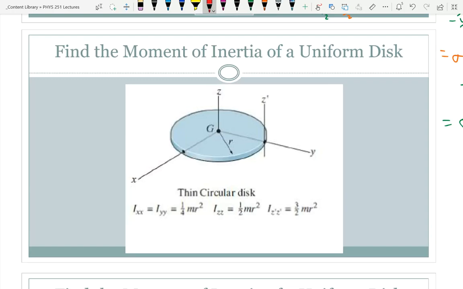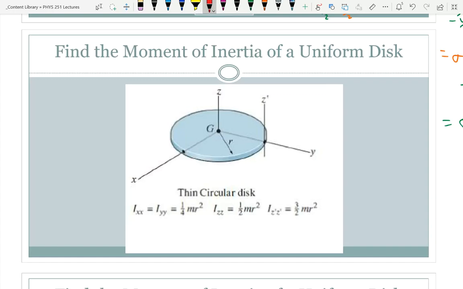What does IXX mean based on what I said a moment ago? It's moment of inertia around the x-axis. Remember, it's a tensor, so there's an x, y, and z axis. IYY would be around the y-axis. What about IZZ and IZ prime Z prime? Well, Z is around the z-axis. As for what Z prime is, that's about the axis that's labeled there as Z prime. Because if you do it about there, it's going to be different.